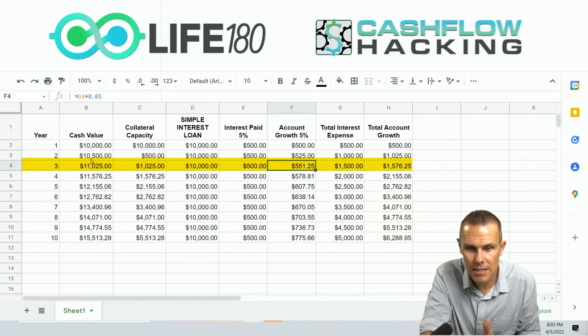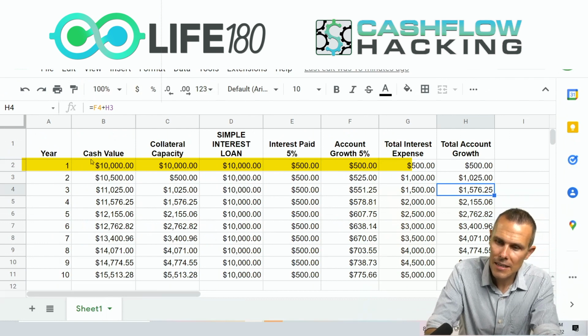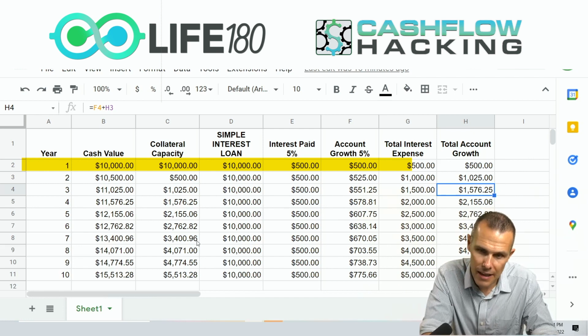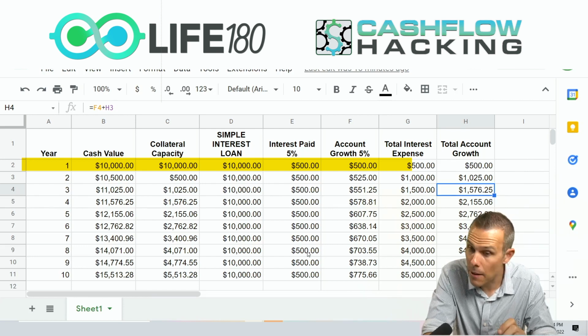So now you can see, once again, you've paid a total interest of $1,500, but you've earned $1,576. Now, I'm not going to go through this year by year. If you want to, I'm going to zoom this in for you. You can pause it and take a look at these numbers and analyze them. So pause it right now if you want to, and I'm going to skip ahead here.